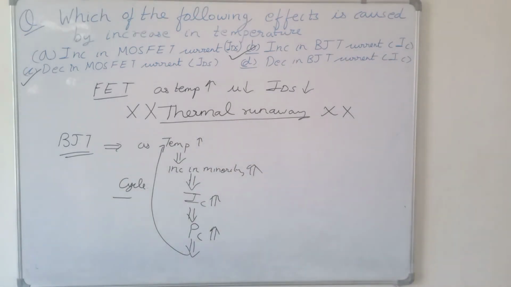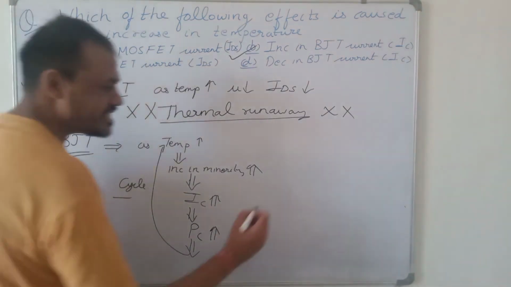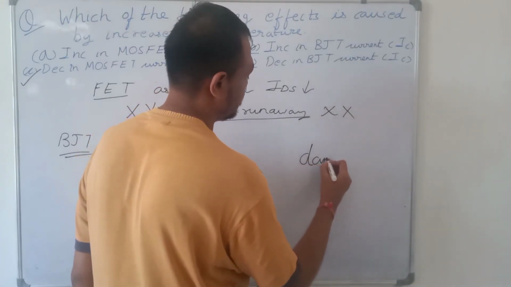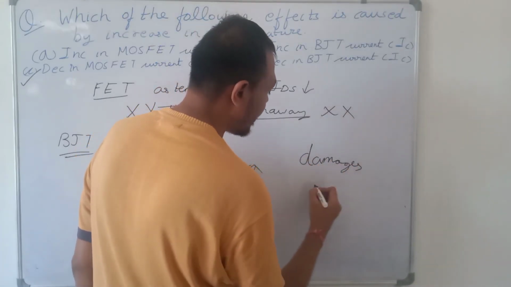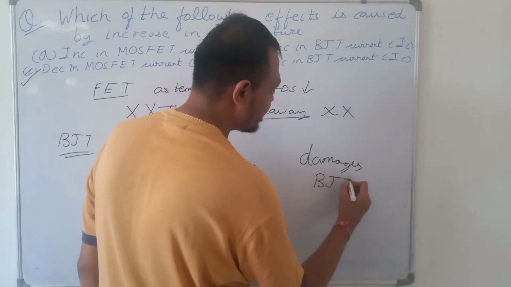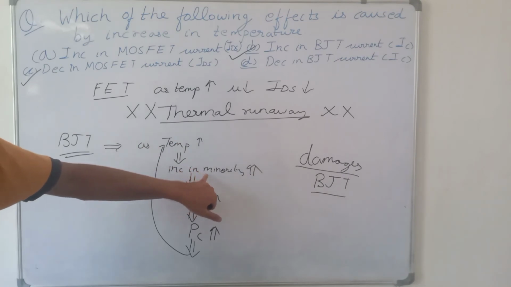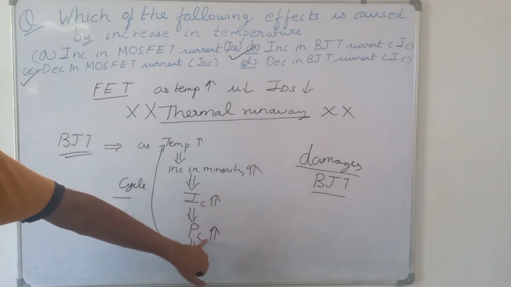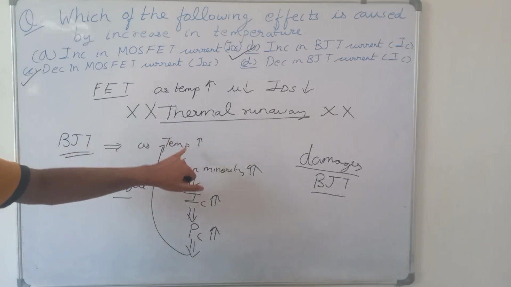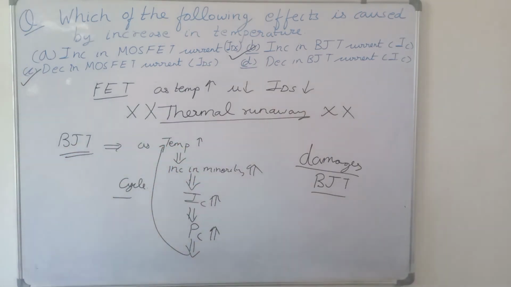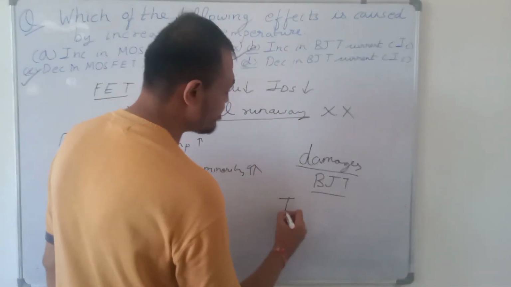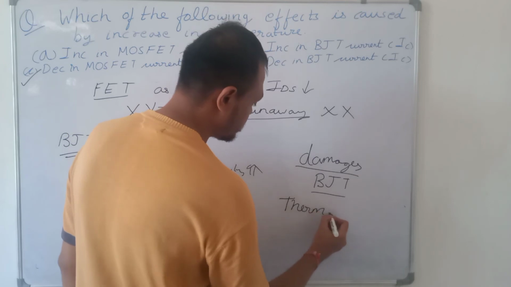So as a result of this, the temperature increases very heavily, and a small increase in the temperature damages the BJT, because a small increase in temperature will increase minority carriers, which will increase collector current, which will increase power dissipation, which will again increase the temperature. So a small increase in temperature leads to a cycle of thermal runaway which damages the BJT. So in BJT, thermal runaway takes place.